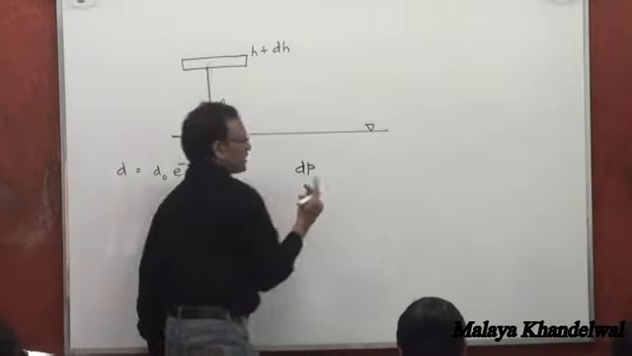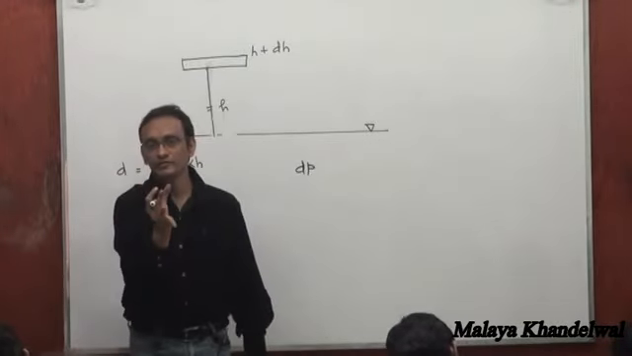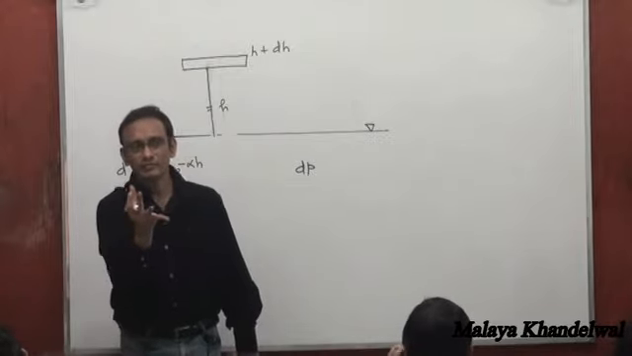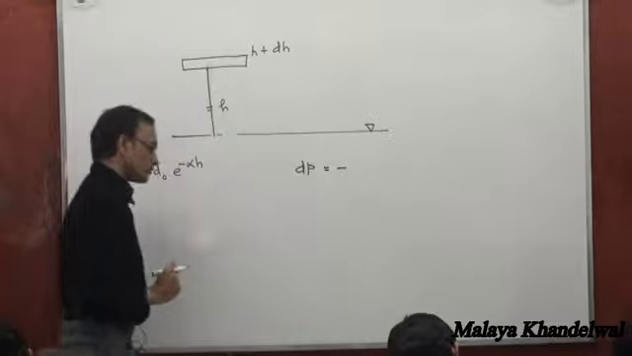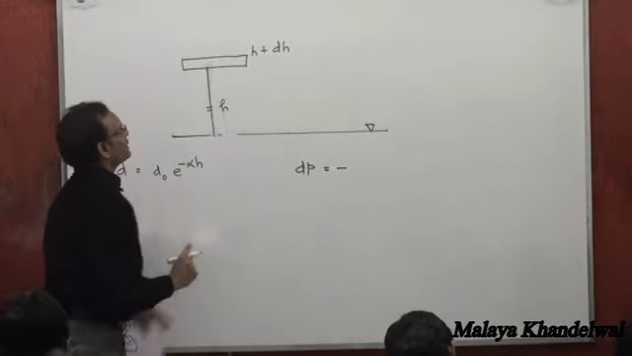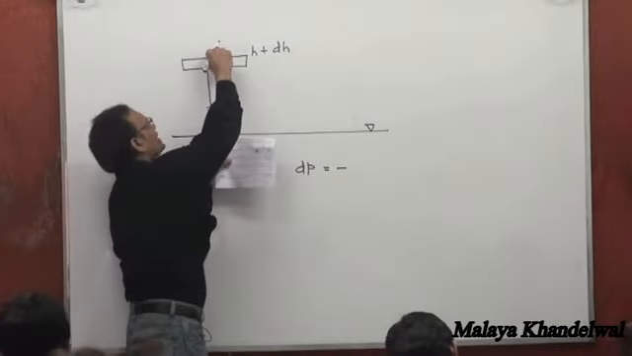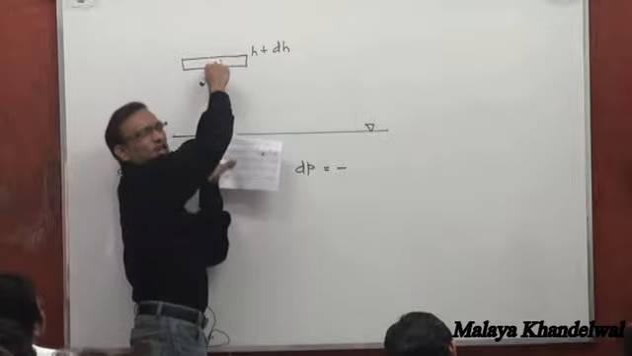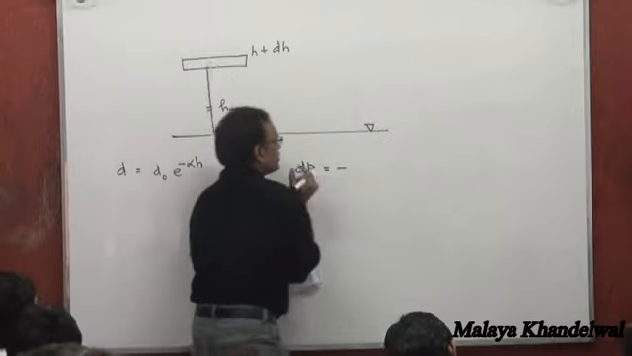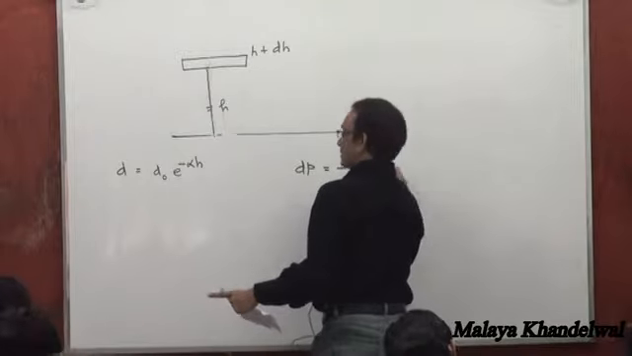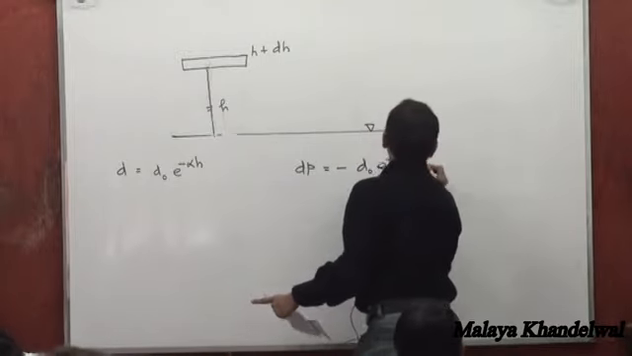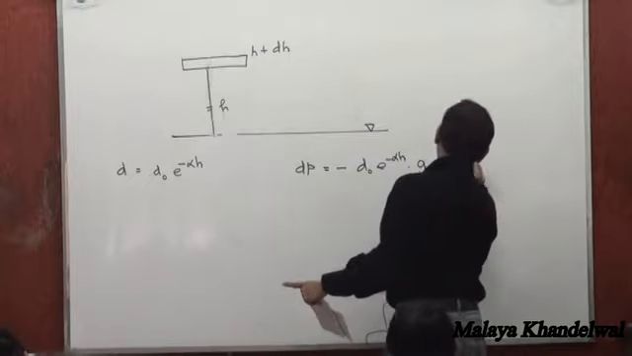The change in pressure, therefore dP, would be negative, right? The change in pressure would be minus. Now the density over this h to h plus dh is the same as the density at h. So the change in pressure would be minus the density, that is rho naught e to the power minus alpha h, into g into the change in height.